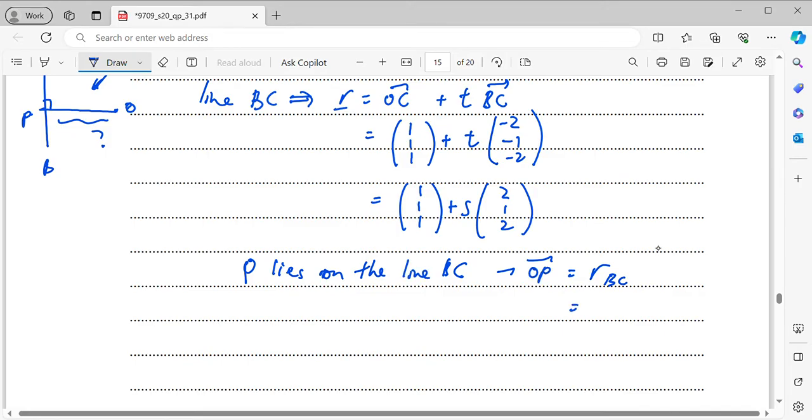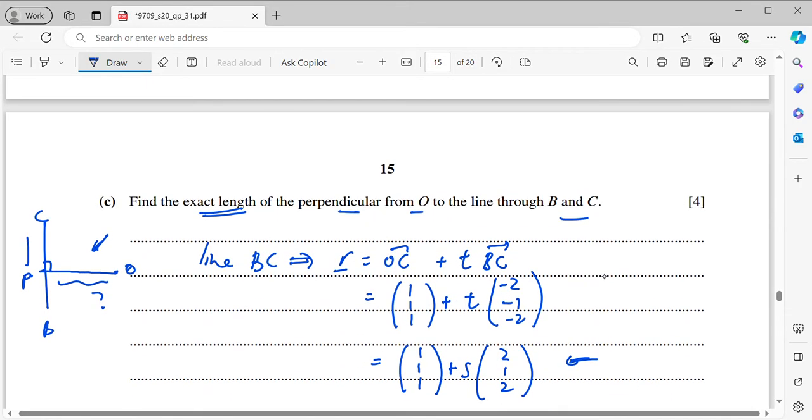Okay, so OP is basically just combine all this. It will be 1 plus 2S, 1 plus S, 1 plus 2S. That is my OP. Then from here, since they are perpendicular, OP dot, this is the direction vector BC, so OP dot BC equals 0.